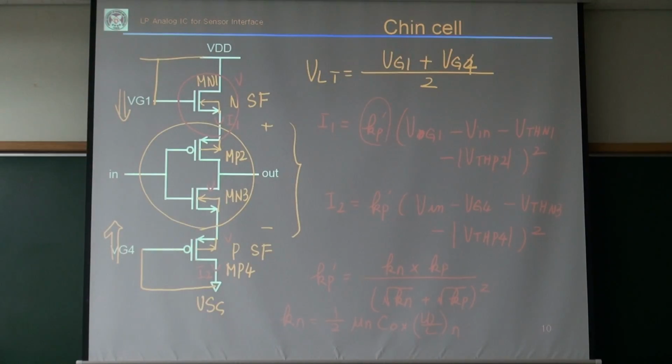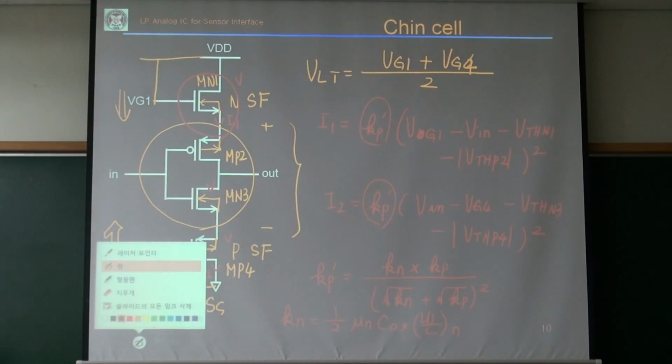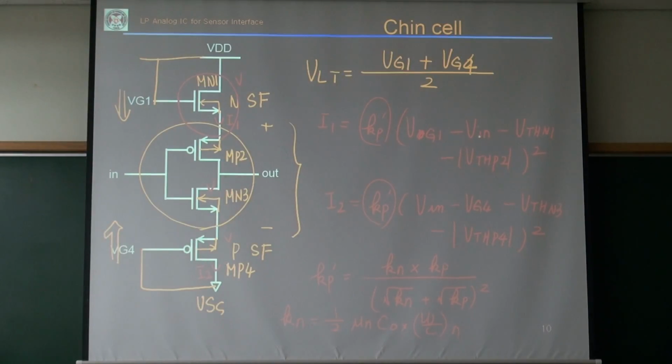So at the logic threshold, my Vin should be the logic threshold, right? Then at the logic threshold, those two currents are the same, so there is no current going out. That's the logic threshold, right? In that case, those terms are cancelled out in this equation.